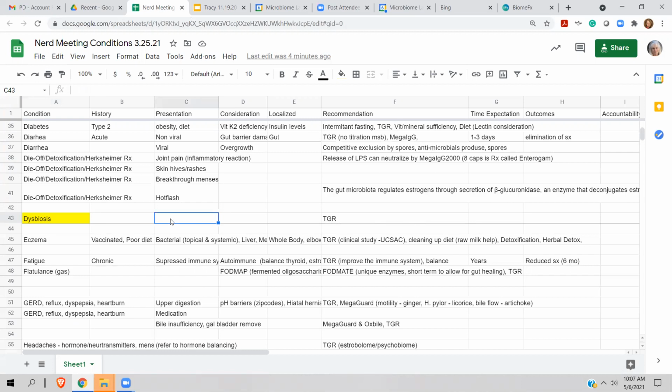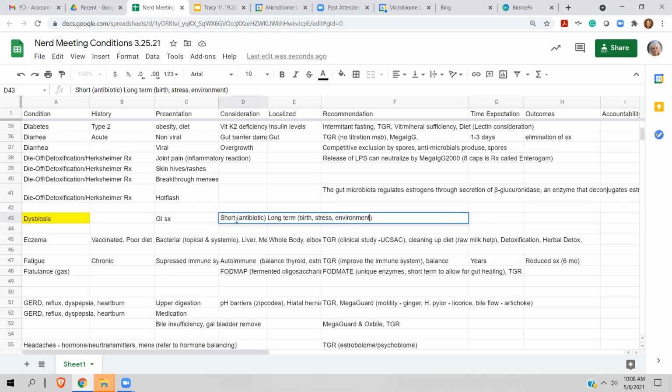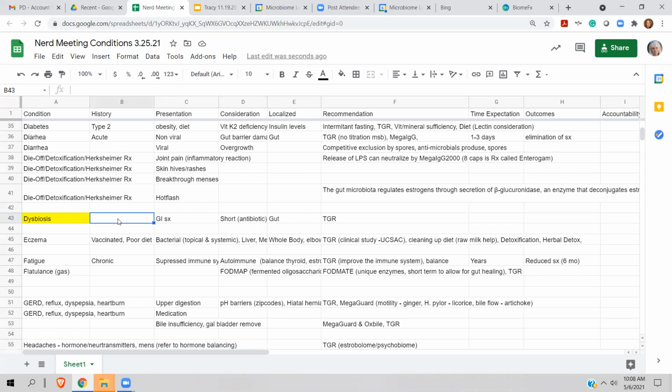So this can be any GI symptom. It presents itself differently. We're definitely talking about a gut phenomenon, and it can be short term, which is usually like an antibiotic disruption, or it can be long term. Maybe birth, C-section, or a stressor, just environment, glyphosate exposure, agriculture, occupation. So it can present differently. That's kind of what we covered there.